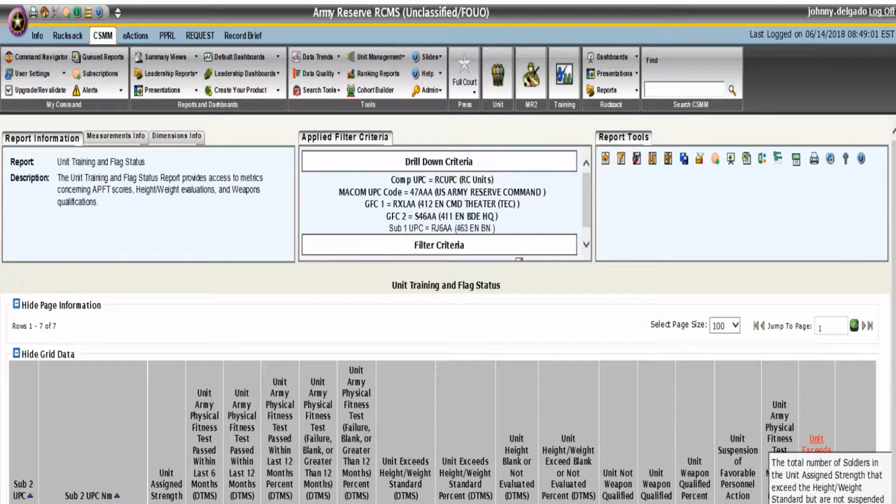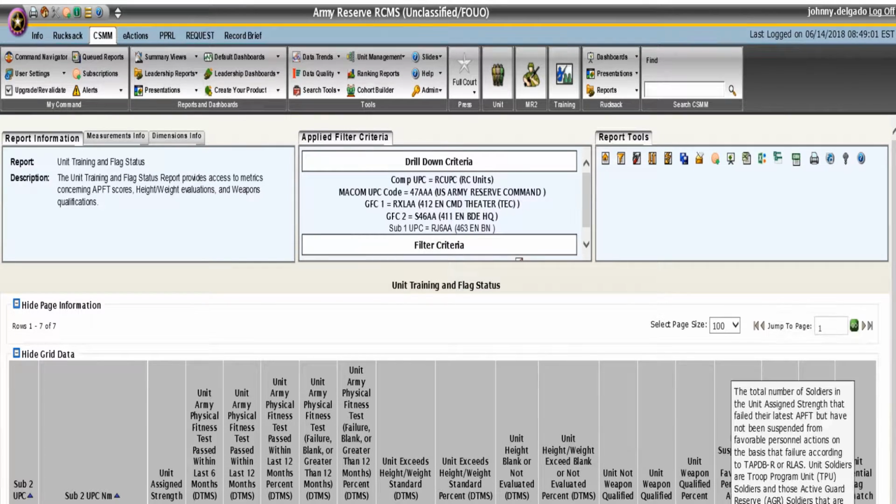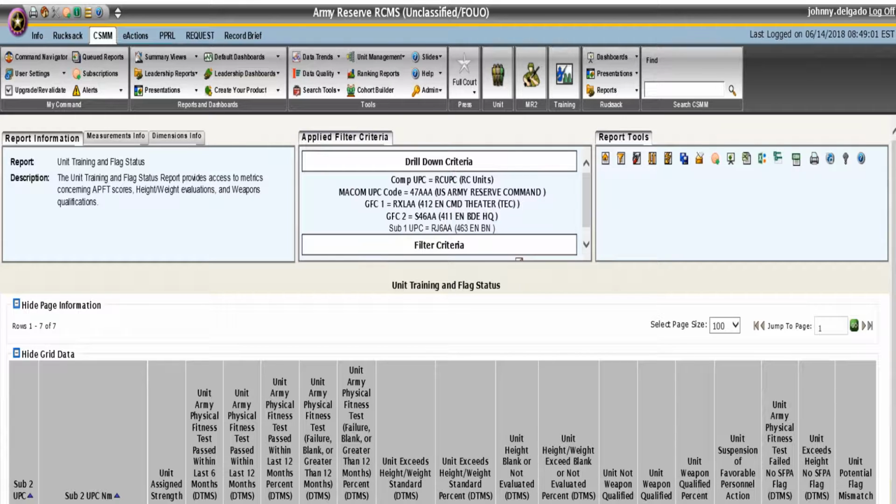Next one that I'll go over is the unit exceeds height and weight, no SFPA flag. What this means, pretty self-explanatory, is that they're over their height and weight, but they're not flagged. Just like with the soldiers in the potential mismatch, if a soldier's not on the right course, they need to be flagged in the system and flagged accordingly. The next one is very similar: the unit Army Physical Fitness Test failed, no flag. Same thing. They failed the APFT, but yet they are not flagged in RLAS.